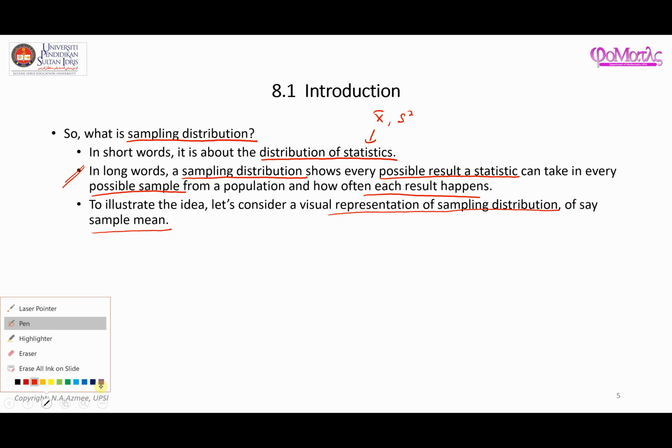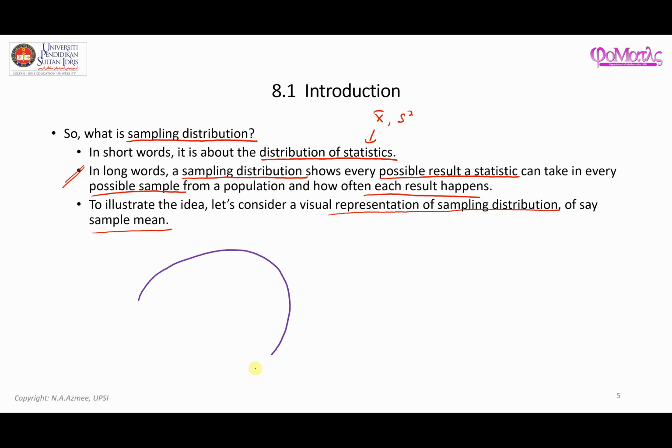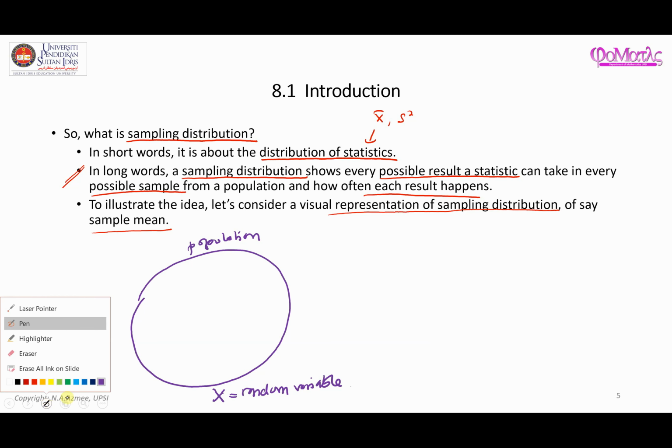Okay, now let's assume that this is my population. Let's assume that this is our population, and let's say we are interested to study a certain random variable, and we're going to call it x. So let's assume that in this population we only have four elements.